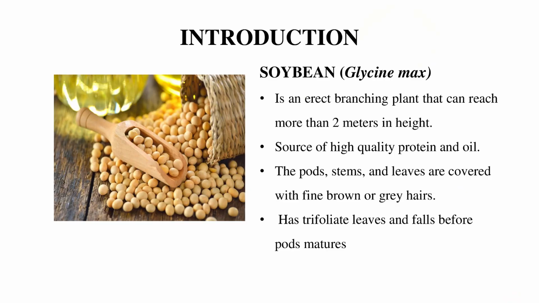For the introduction, soybean, scientifically known as Glycine max, is an erect branching plant that can reach more than 2 meters in height. It is a source of high quality protein and oil. The pods, stem, and leaves are covered with fine gray hairs. It has trifoliate leaves that fall before the pods mature.